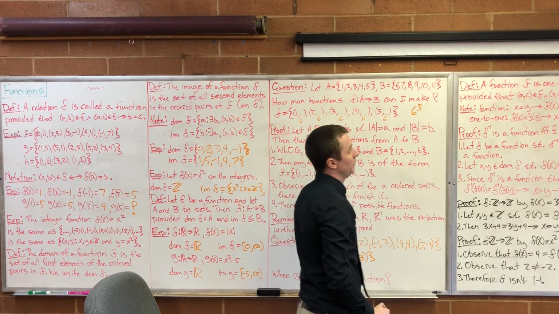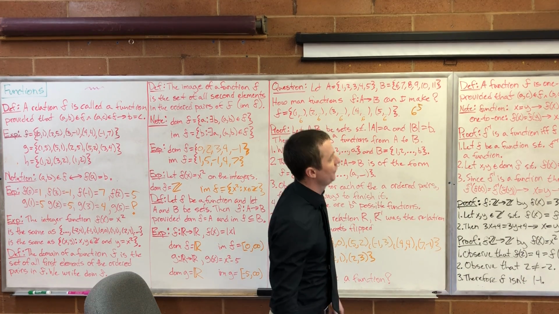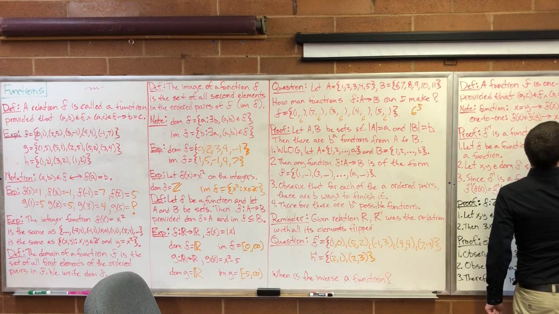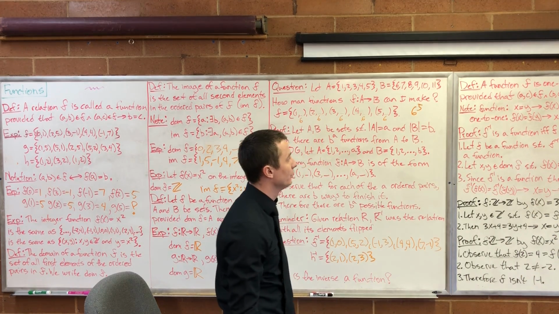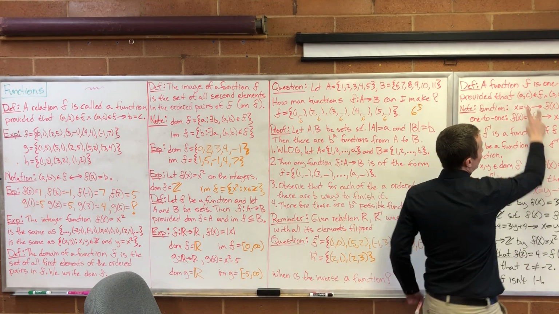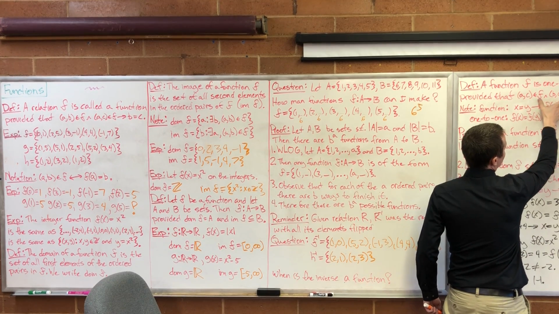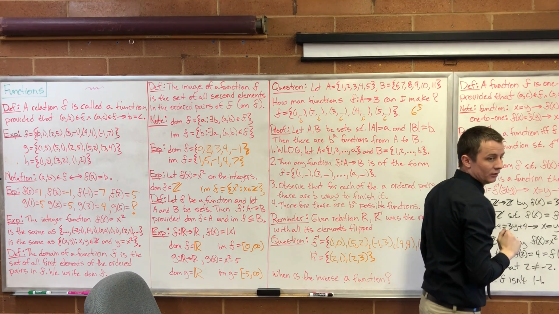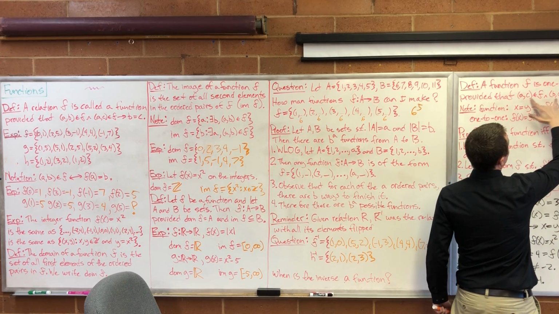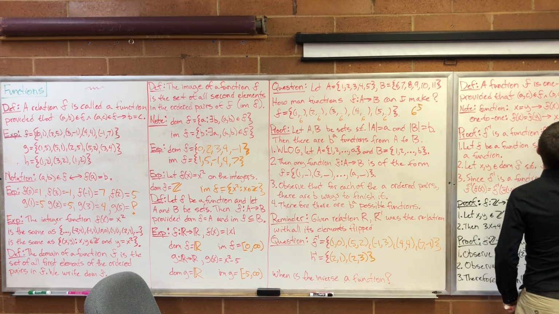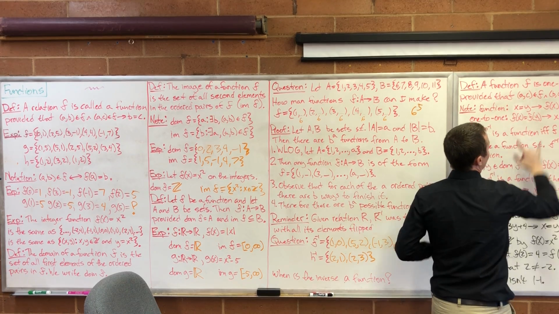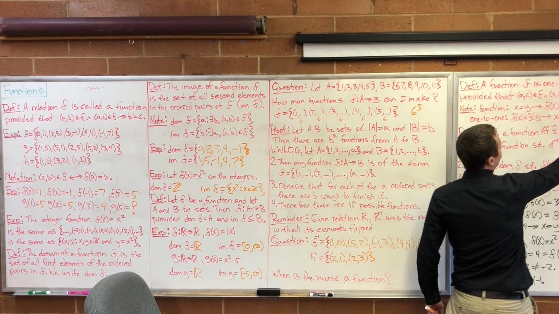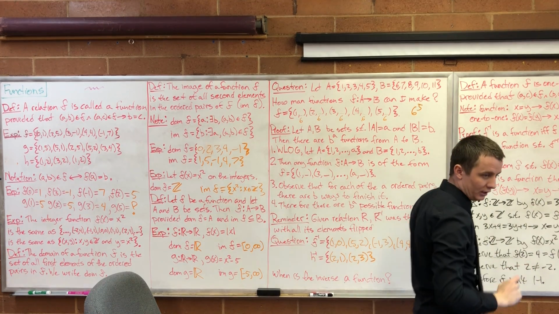So what exactly do we mean by 1 to 1? A function f is 1 to 1, which I'm going to write as 1-1, provided that if (a, c) and (b, c) are in f, then a is equal to b. If two left-hand elements are paired with the same thing, then those left-hand elements better be the same thing.